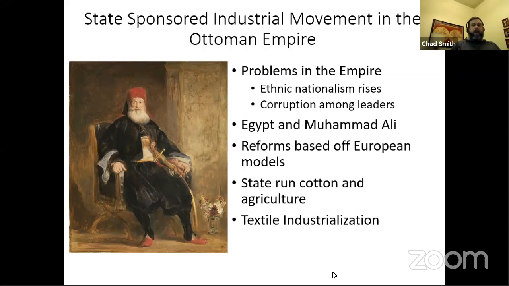One important change that he made included taxing, and an extraordinary overtaxing of people, especially small farmers and peasants across the state. So much so that they ended up having to forfeit their own property over to the government, which led to massive amounts of state-run cotton and agricultural production. And the process of state-run textile industrialization, where the government actually built factories in order to produce more textiles in Egypt, which was ultimately a part of the Ottoman Empire.